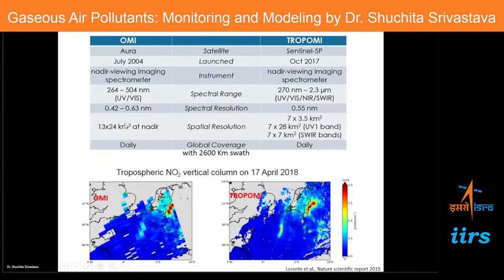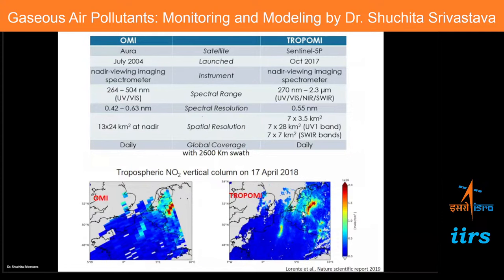Here, you can see the spatial resolution of OMI is relatively poor with respect to the spatial resolution received by TROPOMI. And here, you can see the tropospheric NO2 vertical column on 17th April 2018. You can see that OMI is poor resolution data. The plume is not very clearly visible, but in TROPOMI data, the plume is very clearly visible. So TROPOMI is better data in terms of spatial resolution.